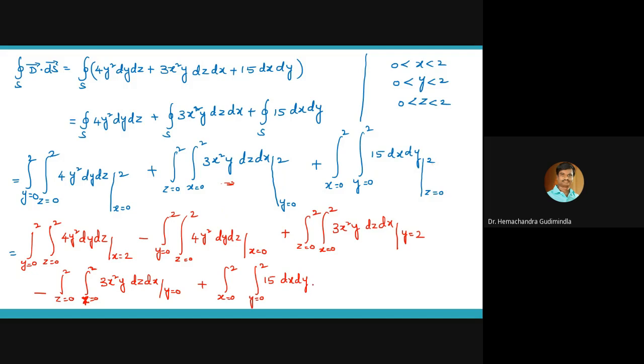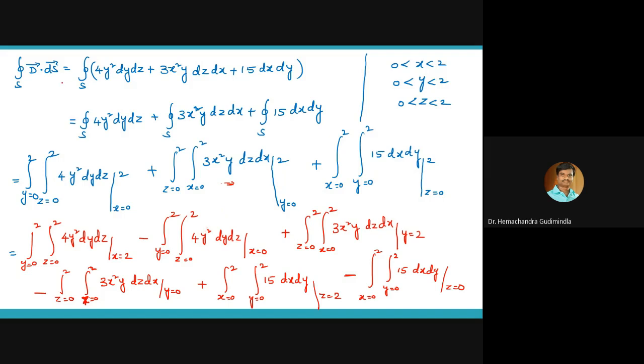So now here I will consider where z is equal to 2, minus again x equal to 0 to 2, integral y equal to 0 to 2, 15 dx dy, integral z equal to 0. So this is a very important step. Generally, this is where we make the mistake. We need to write this step only for the divergence theorem, and we need to be very careful.